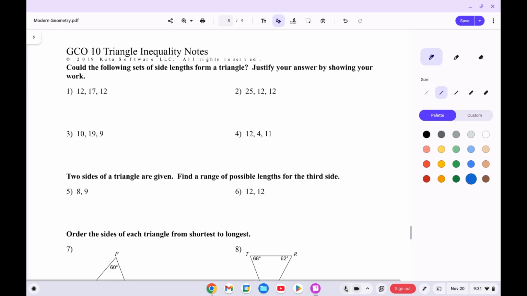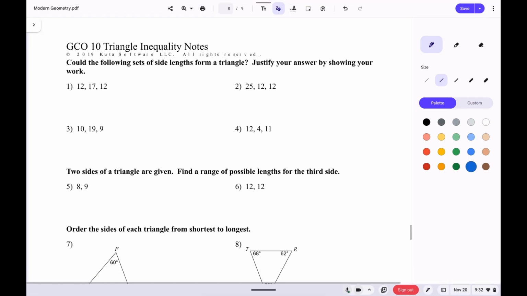Okay, so we're on this page in our packet, and we're talking about potentially given 3 side lengths of a triangle, and they are wanting us to figure out if they work or not. So what I want us to do first is just write down what we just talked about with that website. We saw that the 2 smaller sides must add to more than the third side. Okay, so I'm going to let you jot that down.